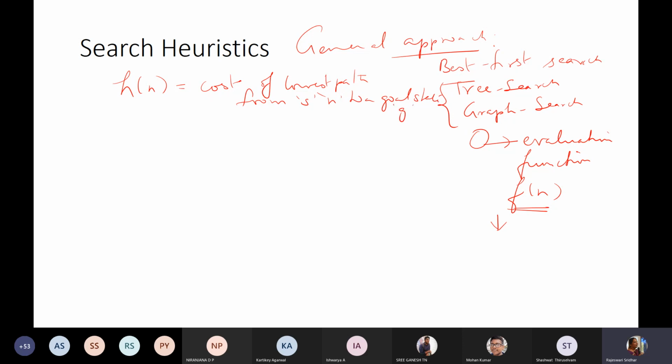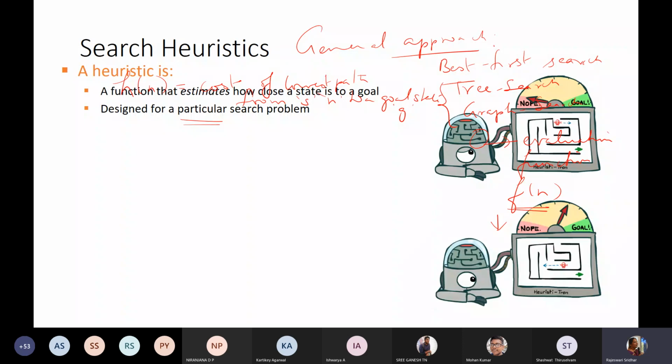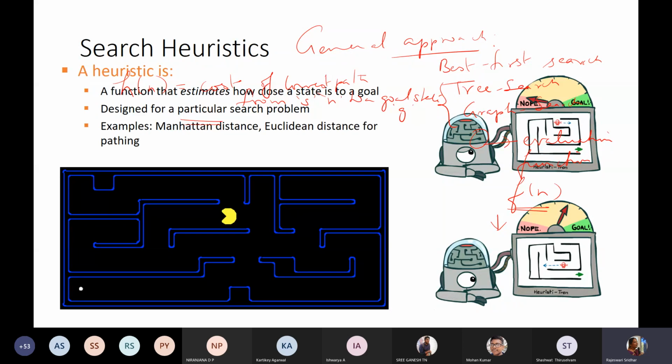In one case, best first search can become something like uniform cost search if you already know where the goal is going to be. The heuristic is a function that estimates how close a state is to a goal state, and it is designed for a particular search problem. You keep moving in a direction that gets you closer, so you have to evaluate a distance metric.